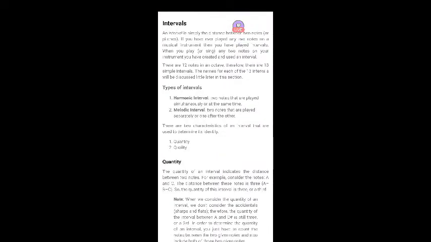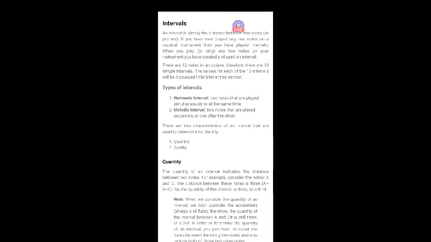Introduction to Intervals. An interval is simply the distance between two notes or pitches. If you have ever played any two notes on a musical instrument, then you have played intervals. When you play or sing any two notes on your instrument, you have created and used an interval. There are 12 notes in an octave, therefore there are 13 simple intervals. The name for each of the intervals will be discussed a little later in this section.